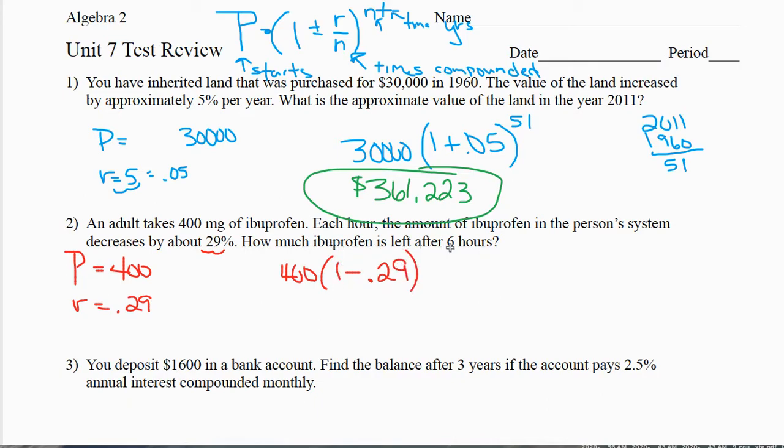How much ibuprofen is left after 6 hours? Because it happens each hour, that means once per hour, I would divide the rate by 1. I don't have to worry about that because it's only compounded the 1 time, and the time becomes 6. Now, originally I said the time has to be in years, and that would normally be true, except in this case, we're talking about hours here. So, this is our problem. I've explained where each of my numbers come from.